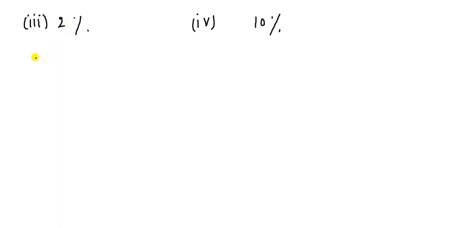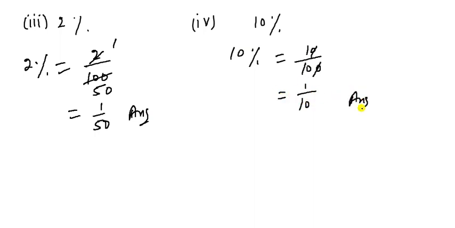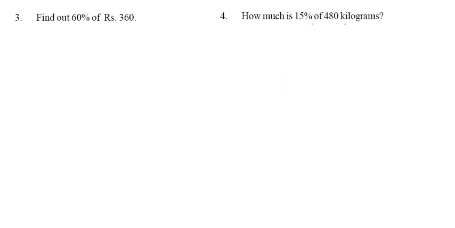Let us see the third part, that is the 2%. So you have to write 2%. What will happen? It is 2 upon 100. So 2 1s are 2 and 2 5s are 10 and 1 0 is here. So 1 upon 50. So that is the fraction and answer. Let us see what happens in the 10%. So you have to write 10 upon 100. So 0 will be cancelled to 0 and we get 1 upon 10 as an answer.